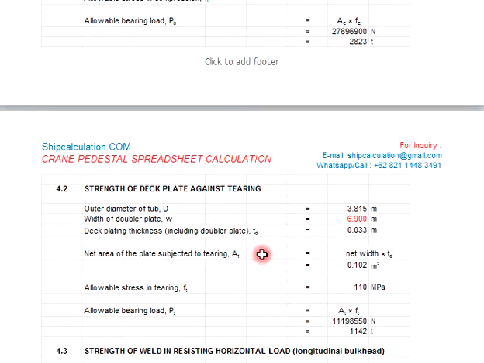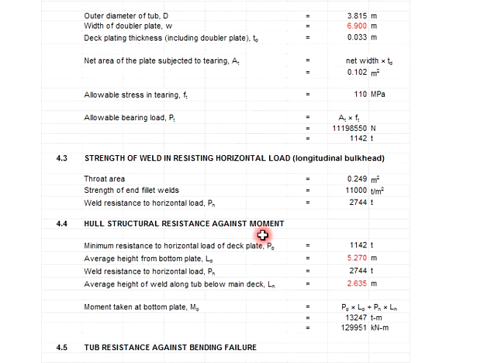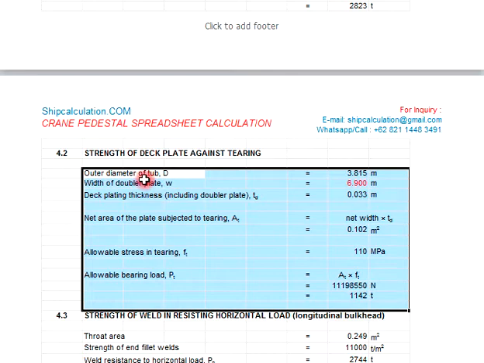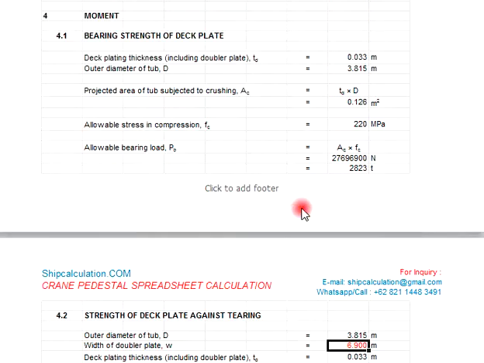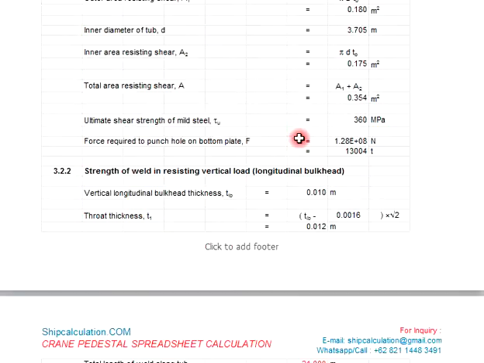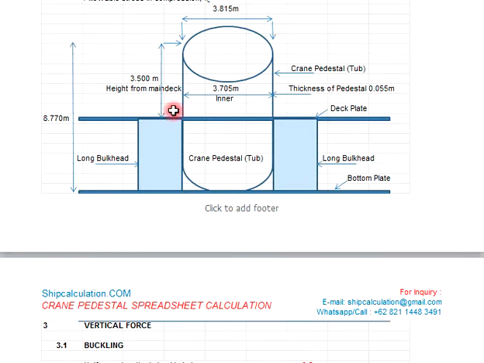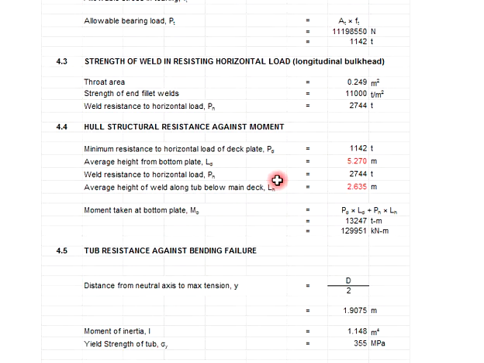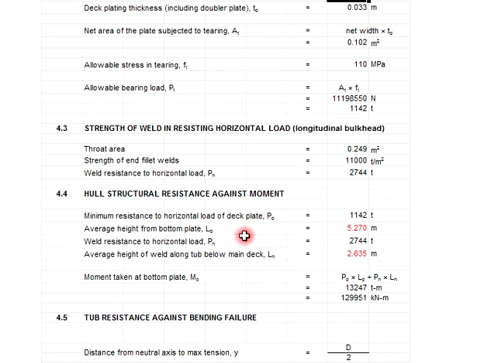And now you check the strength of the deck plate against tearing. Tearing also has a formula here. Here is the width of the doubler plate. So you are using the doubler plate also on the deck, right? So here is the doubler. You have to double around this side, and then the doubler also around the bottom plate. You have to double check this also.